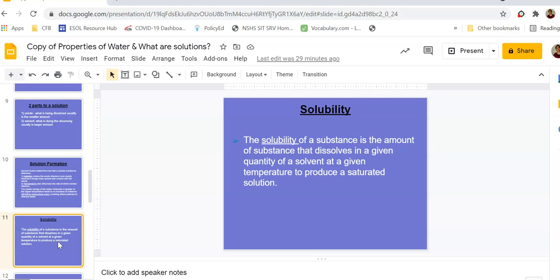And how do you know how much you can dissolve? Because as you keep adding more and more and dissolving it, at one point, more of it will not dissolve. It will just fall out of solution or just go to the bottom and sink instead of just mixing with the solution.